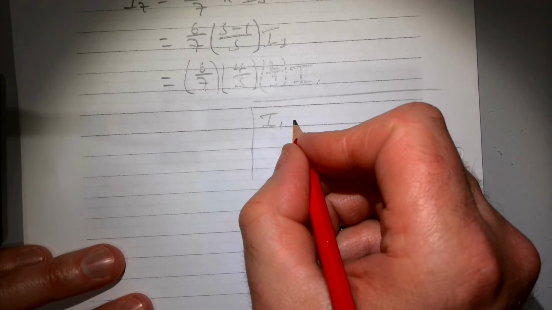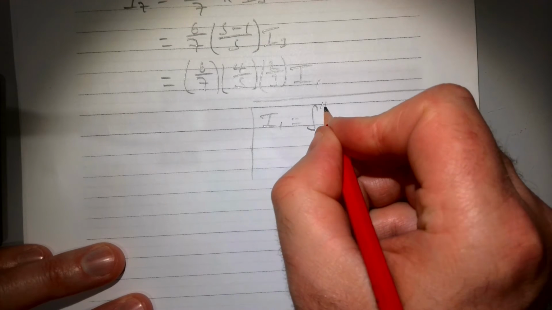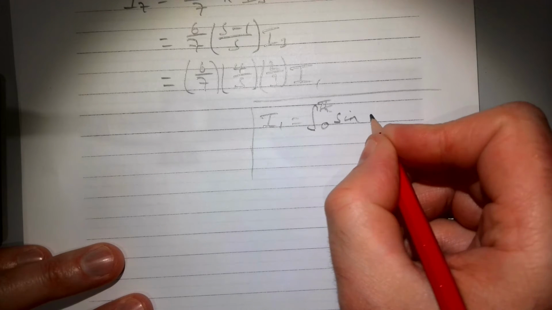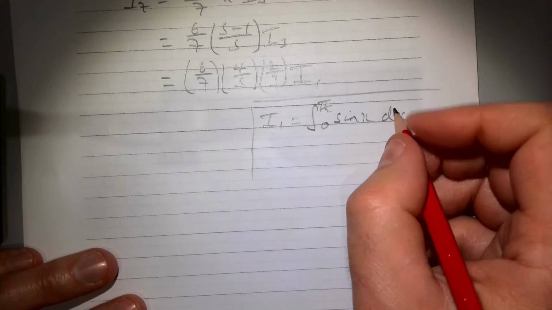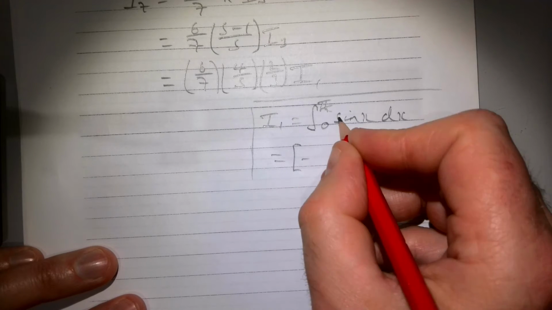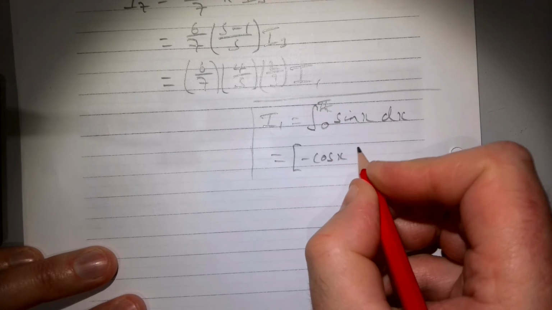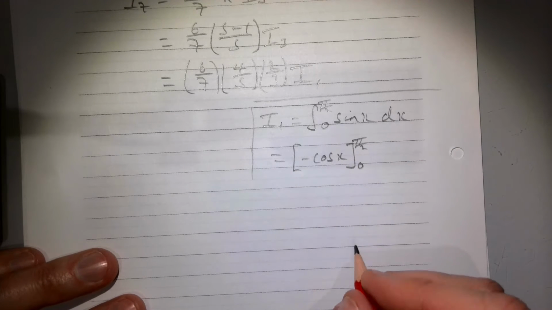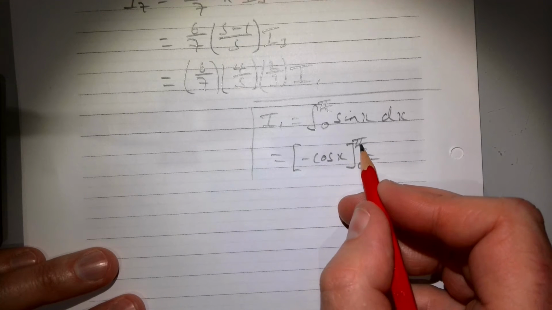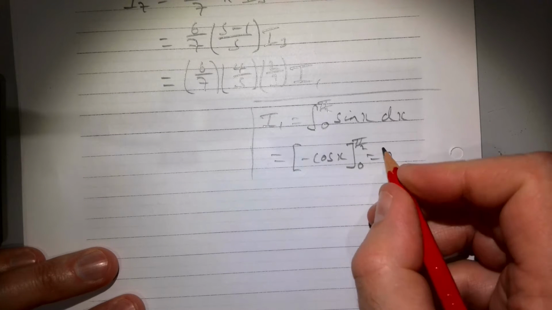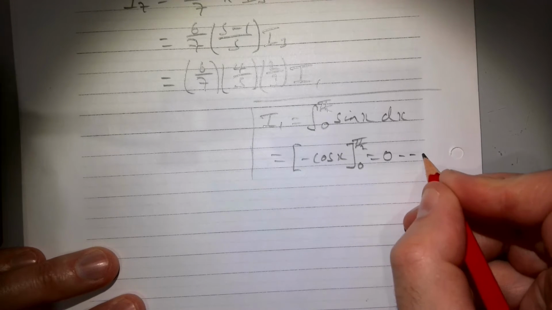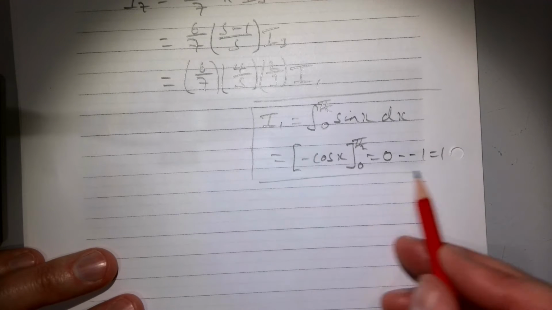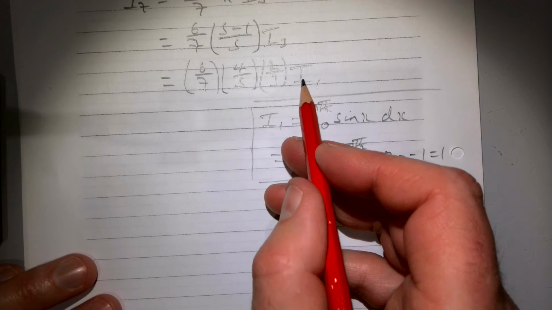I1 is the integral between pi over 2 and 0 of sine x dx. We know that. Let's integrate sine x, you get minus cos x, and that's between pi over 2 and 0. Sub in pi over 2, you of course get 0, and then minus 1. So the answer then was 1. So I1 is 1, so we're just going to times that by 1.